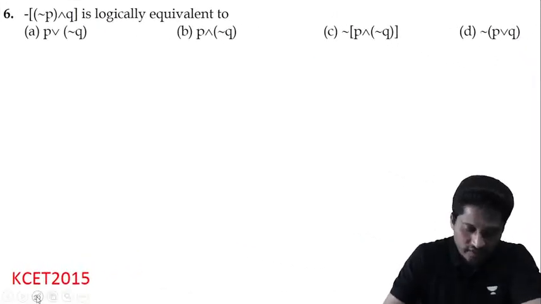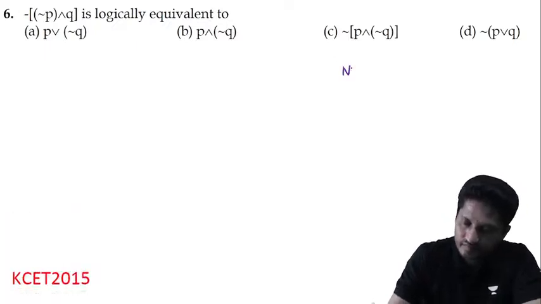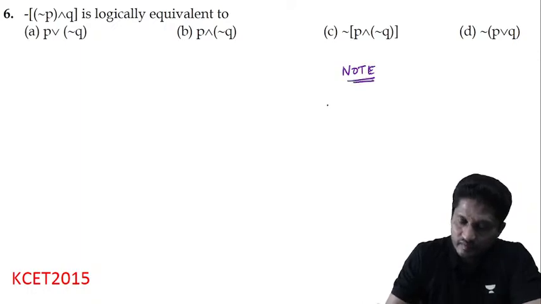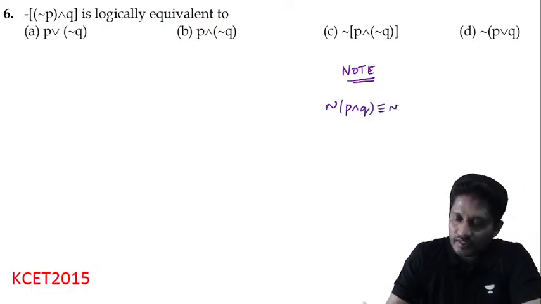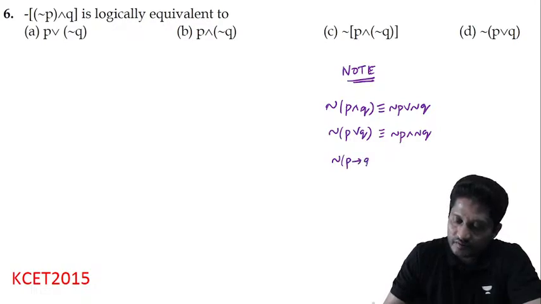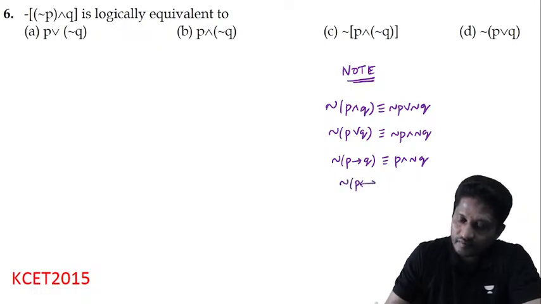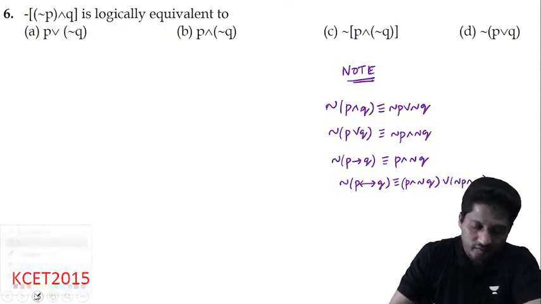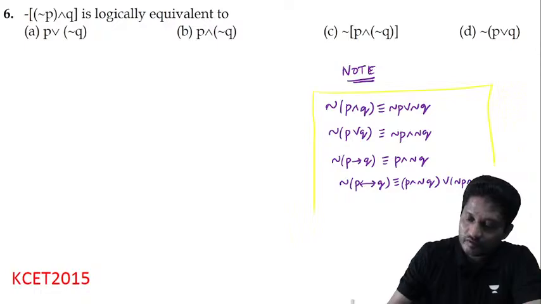Right, there are some logically equivalent statements which you need to remember. Negation of P conjunction Q is logically equivalent to negation P disjunction negation Q. Negation of P disjunction Q is logically equivalent to negation P conjunction negation Q. Negation of P implies Q is logically equivalent to P conjunction negation Q. Negation of P double implication Q is logically equivalent to P conjunction negation Q, disjunction with negation P conjunction Q. Right, so I'm going to use these results.